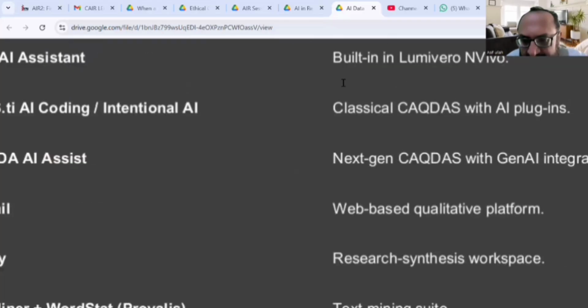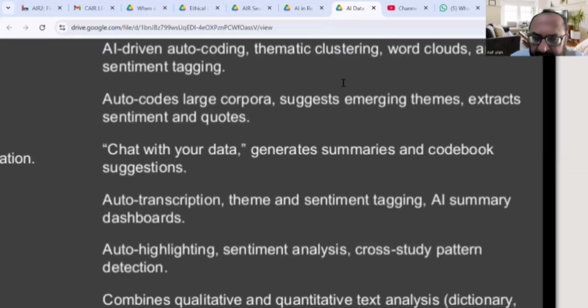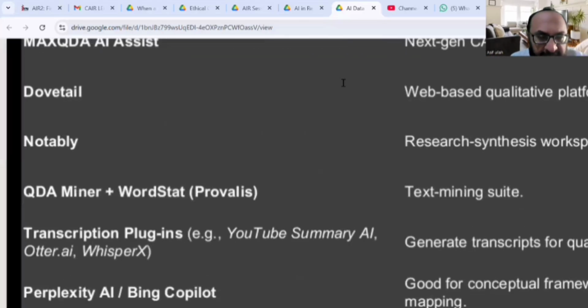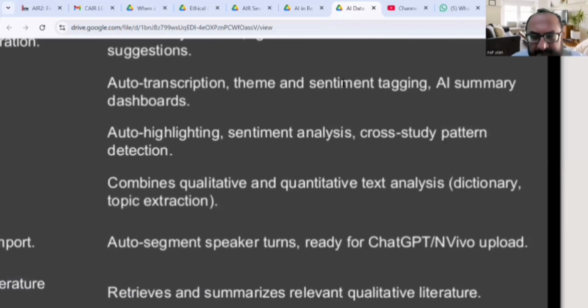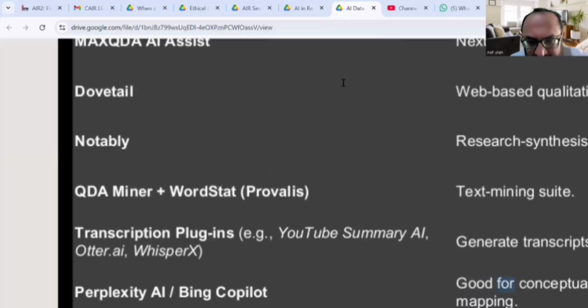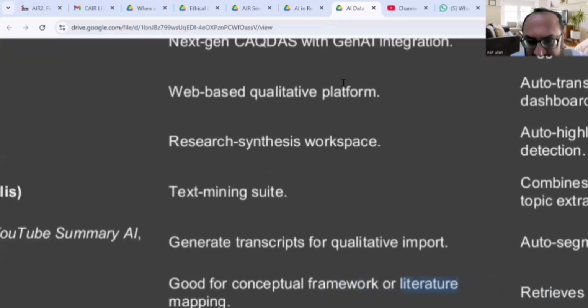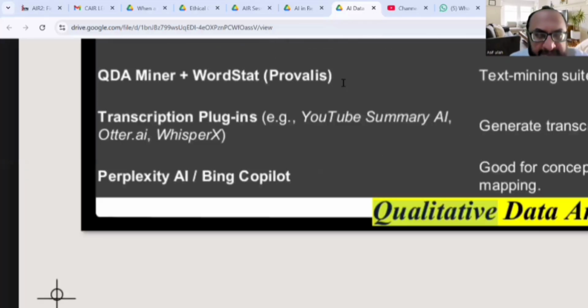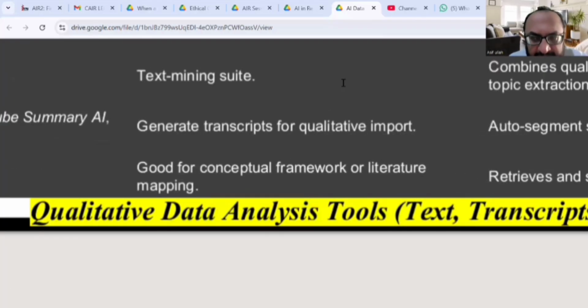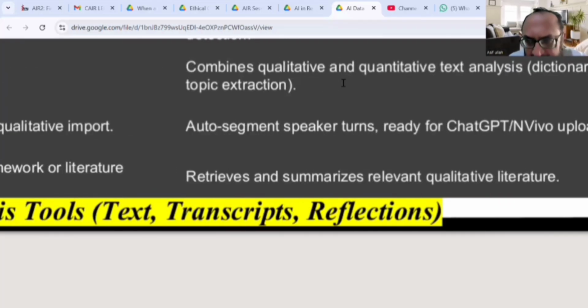Notably is a research synthesis workspace. It auto highlights, does sentiment analysis, clustering, and pattern detection. And QDA Miner plus WordStat is a text mining suite. It combines qualitative and quantitative text analysis with dictionary and topic extraction. Transcription plugins include YouTube Summary AI, Otter AI, and WhisperX, which give transcripts for qualitative input, auto segments, and speaker turns, ready for ChatGPT and NVivo upload directly. And lastly, Perplexity AI or Bing Copilot is good for conceptual framework or literature mapping, and retrieves and summarizes relevant qualitative literature.